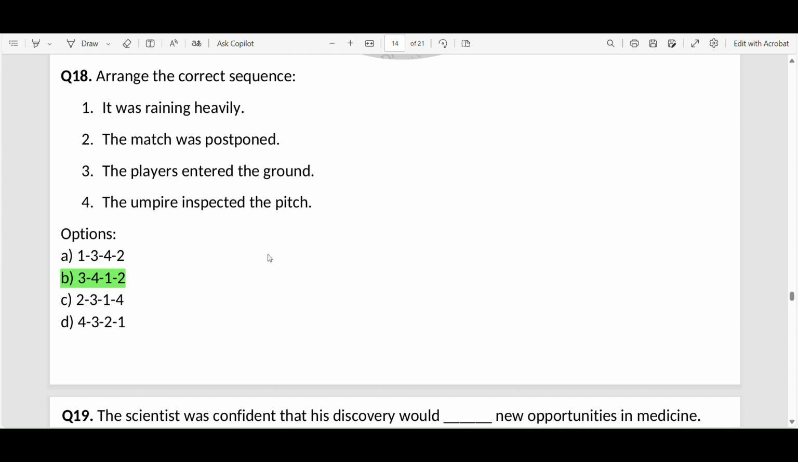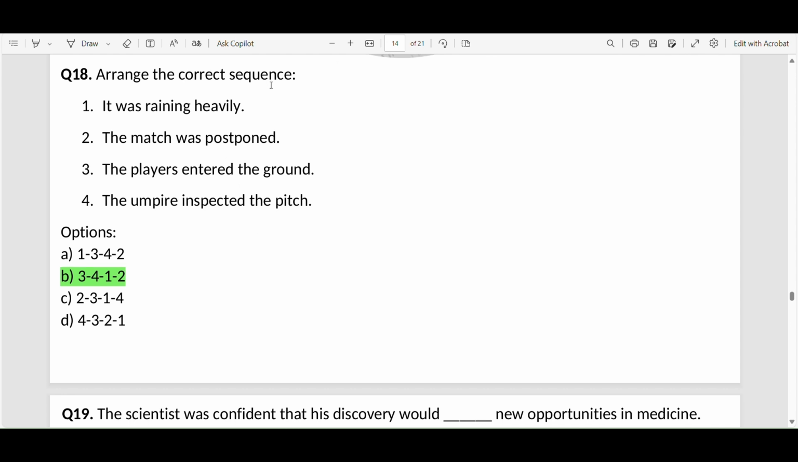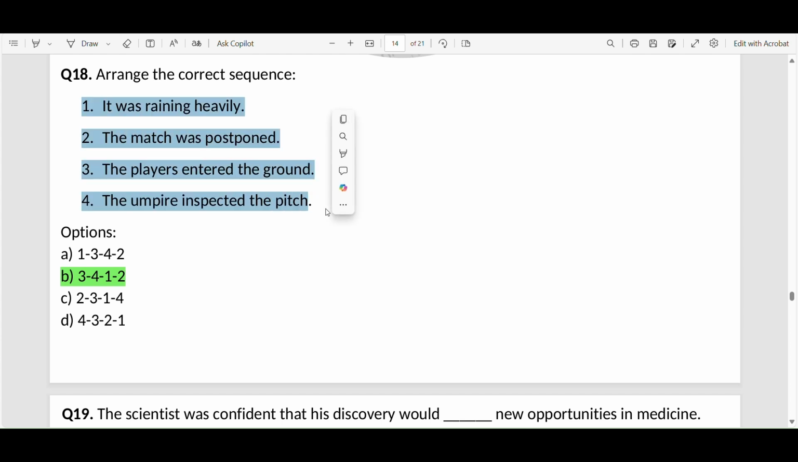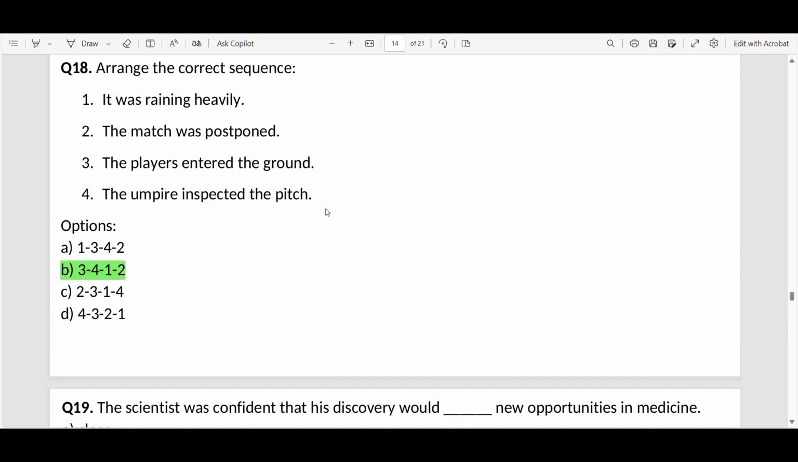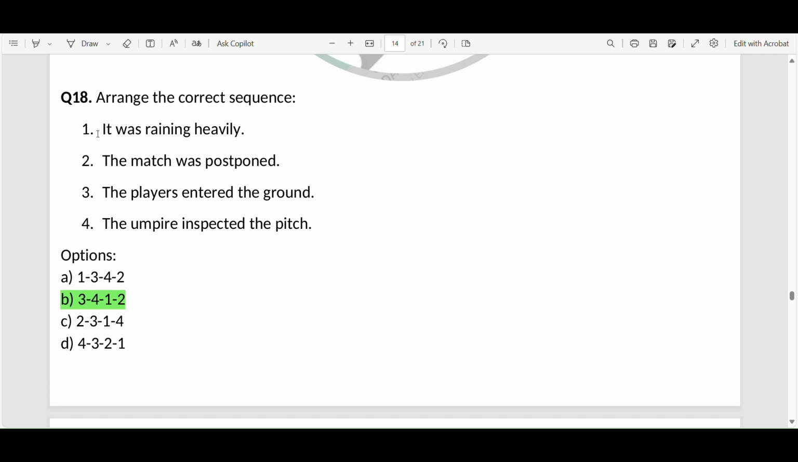And next we have arrange the correct sequence. Here we have four sentences and we need to arrange them in the correct order to get a meaningful one. The first one is: it was raining heavily. The match was postponed. The players entered the ground. The umpire inspected the pitch.